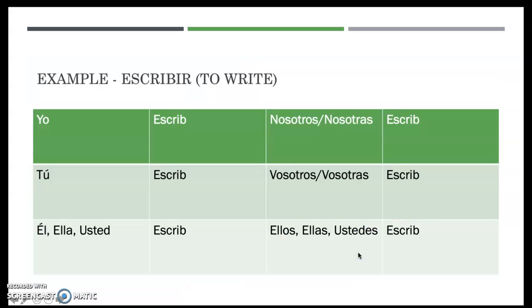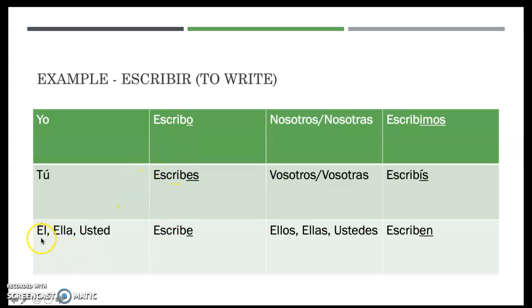An example, escribir, to write. We drop IR. Our stem, escrib, means write. Now we'll add the endings to show who writes. Escribo, escribes, escribe, escribimos, escribís, escriben. I write. You write.